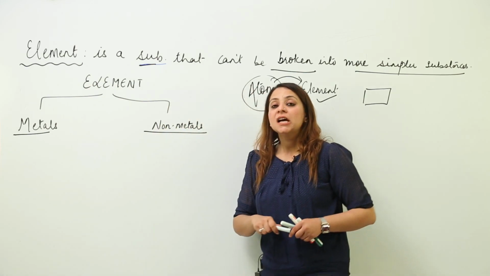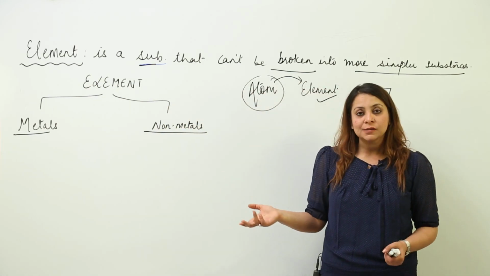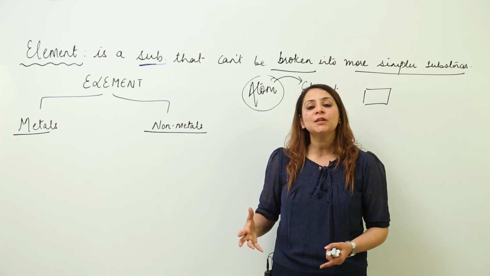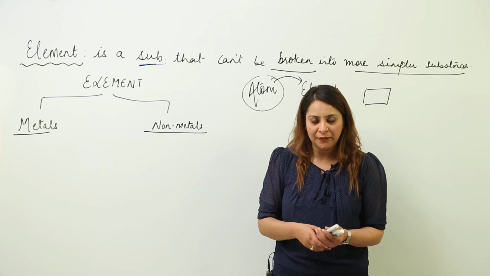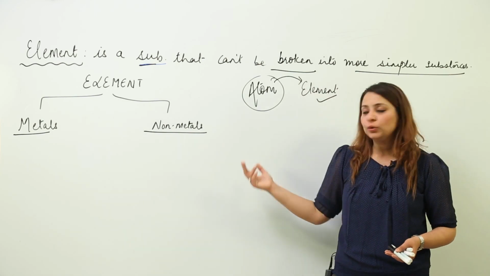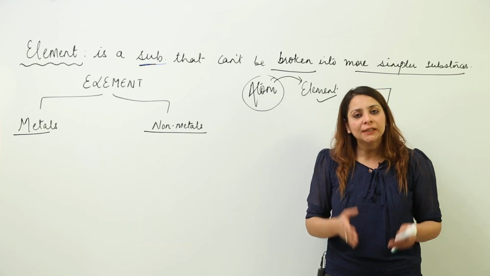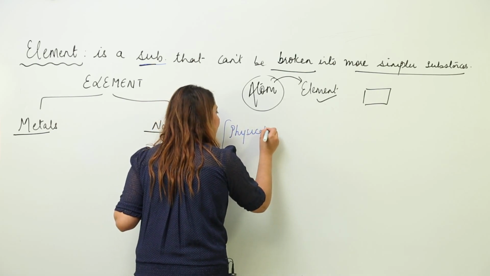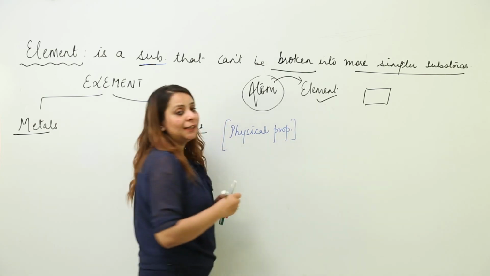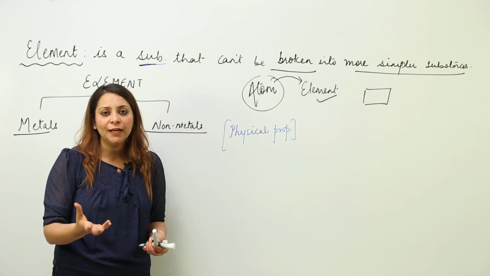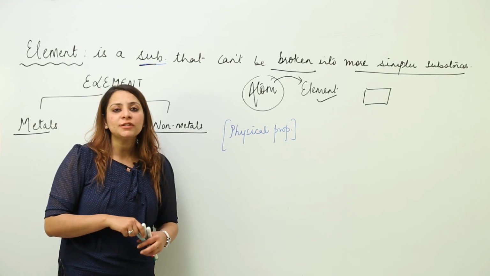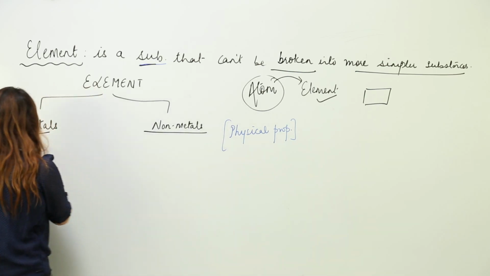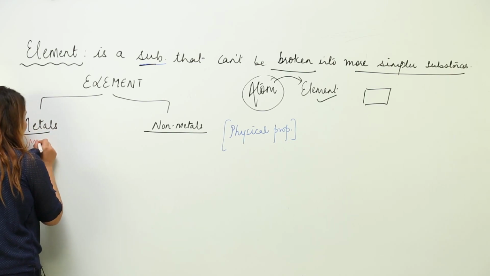Now you must be thinking, what is the difference between metals and non-metals? What are the properties which make an element behave as a metal, or which make an element behave like a non-metal? So we are going to distinguish between the two, metals and non-metals, depending upon the physical properties first. Physical properties are something which you can see with your naked eye, or feel by touching. So we are going to study the difference in the physical properties between metals and non-metals. The first thing is that metals are malleable.